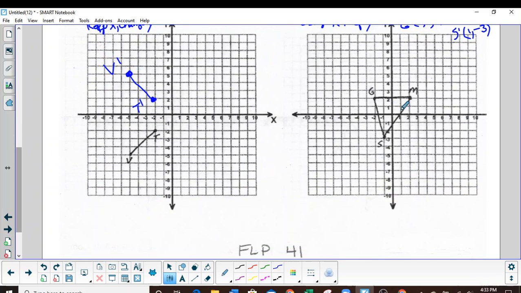Okay, so if you look at it, it's crazy. M and G actually switch spots. M prime, G prime. And my S is at 1, -3, so it flips right across the axis, S prime. And there it is, FLP 41.